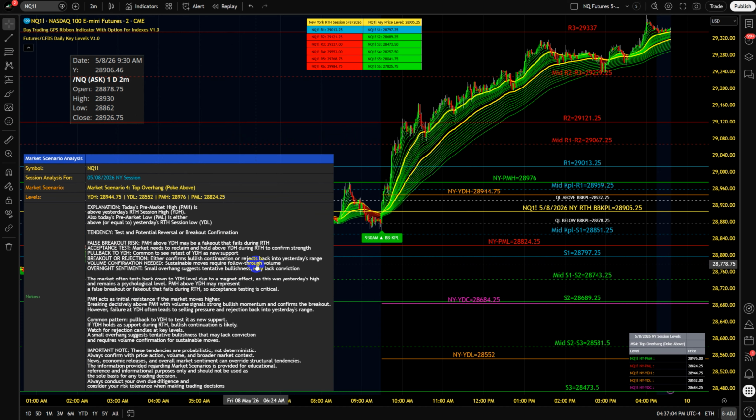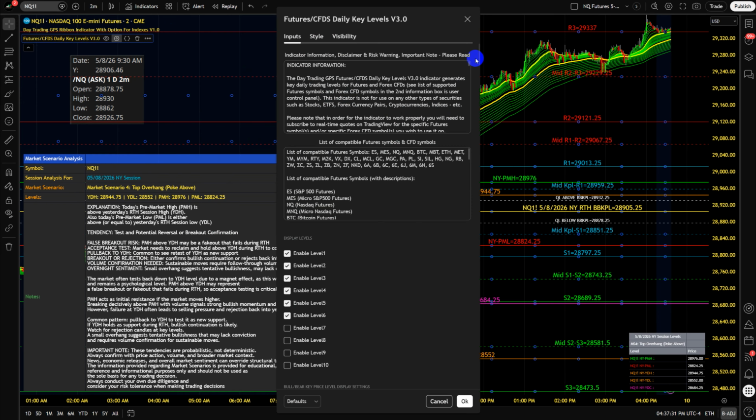Sustainable moves require follow-through volume. The market needs to reclaim and hold above YDH during the RTH session to confirm strength. Additionally, PMH acts as initial resistance if the market moves higher. Breaking decisively above PMH with volume signals strong bullish momentum and confirms the breakout. All right, so for right now, we're going to go ahead and turn this off.